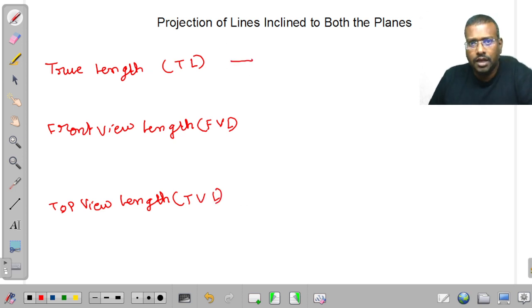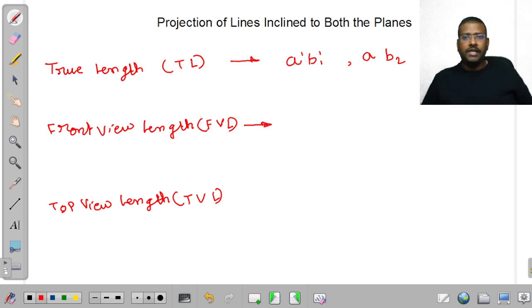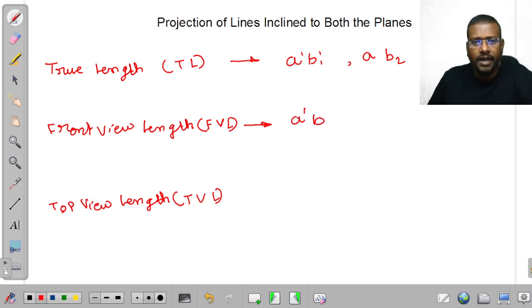So the true length I have at two places. One is going to be A dash B1 dash, and another one will be AB2. These two are the true lengths. Now front view length is present at two places. Those are A dash B dash, and another one is A dash B2 dash. Similarly, top view length is going to be AB or AB1. These two are the top view lengths.